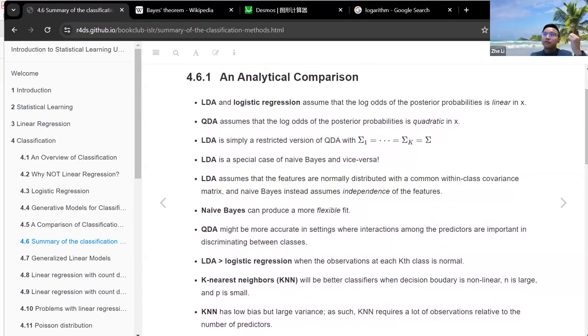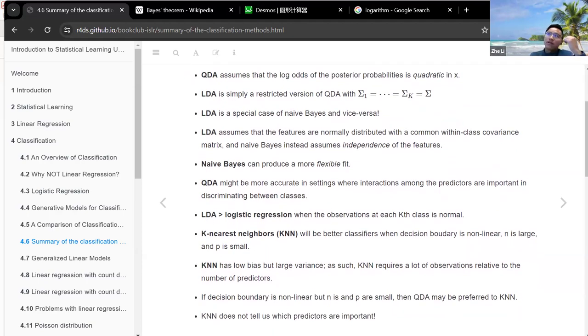And also the LDA has a very strict condition because it assumes that the underlying distribution is normal and has a common within-class covariance matrix.